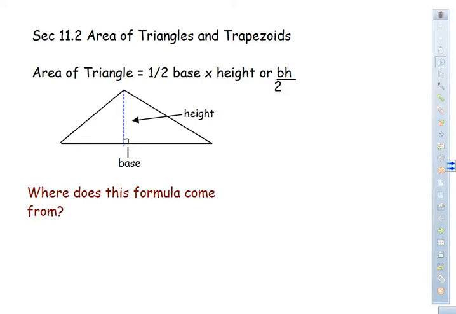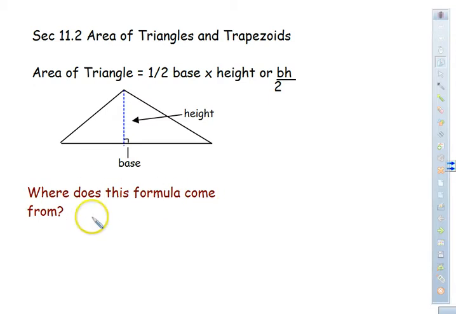Alright, we are on 11.2, area of triangles and of trapezoids. In an area of a triangle, you can see the formula as 1/2 the base times the height, or you can also say base times height divided by 2, which means exactly the same thing.